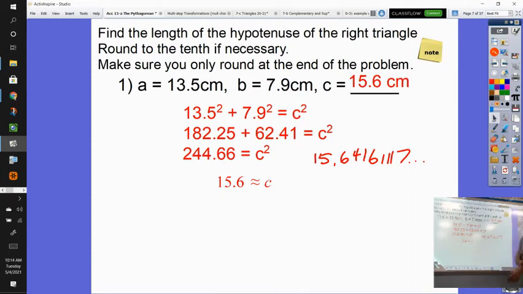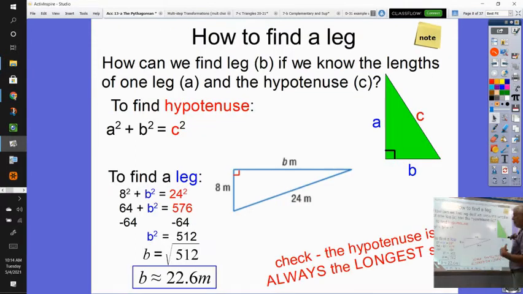You must have the units if they're given to you in the problem. The units have to be the same on all 3 measurements. I don't think you get Pythagorean theorem problems where one is in feet and the other in inches, but if they are, you have to convert them to the same thing. All right, so that's how you find a missing hypotenuse if you know the 2 legs.